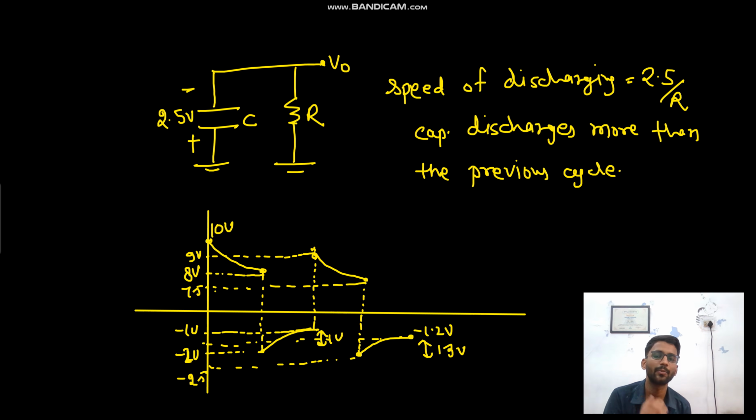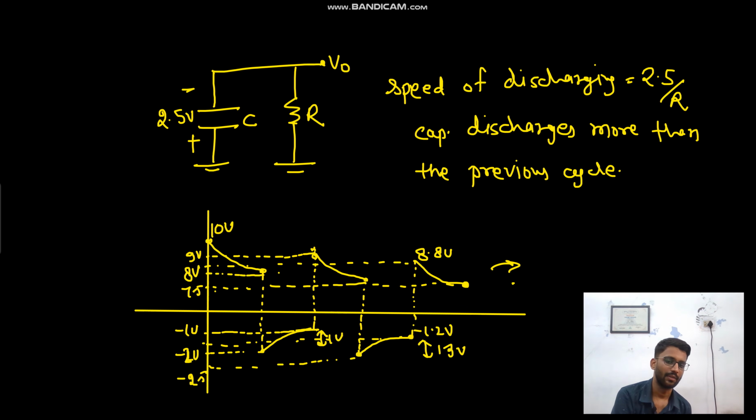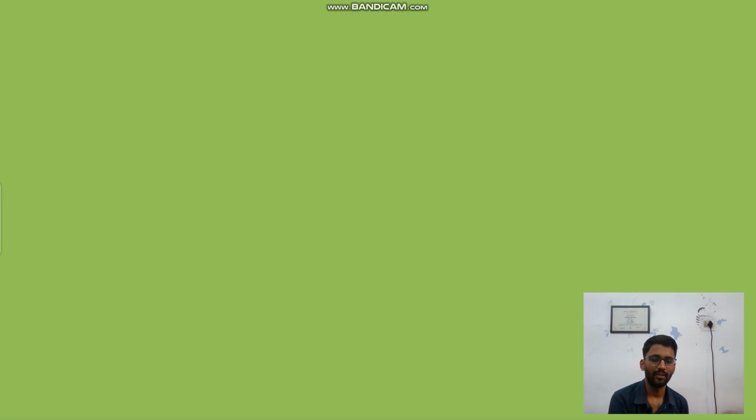Now if this is minus 1.2 volt, then again the capacitor will be having 1.2 voltage, then the output voltage will start from 8.8 volt. Okay, then the output will start from 8.8 volt and it will go down, and the same cycle goes on. This will be 8.8 voltage. So this same cycle goes on. So steady state will be reached.